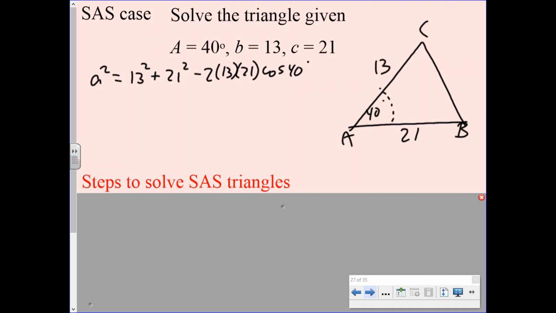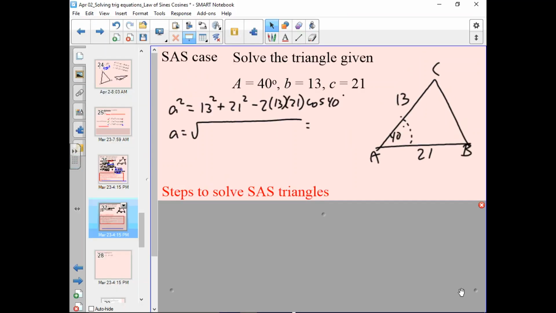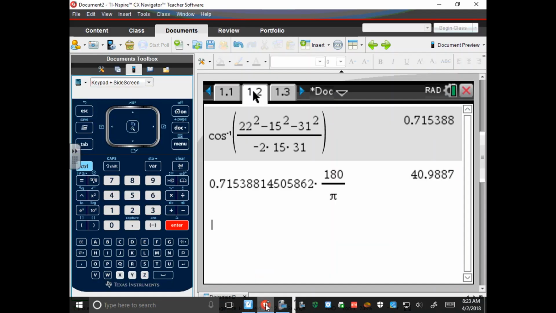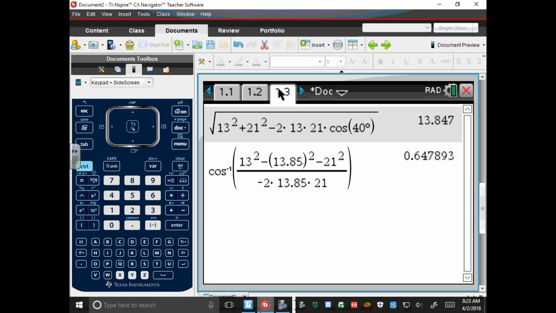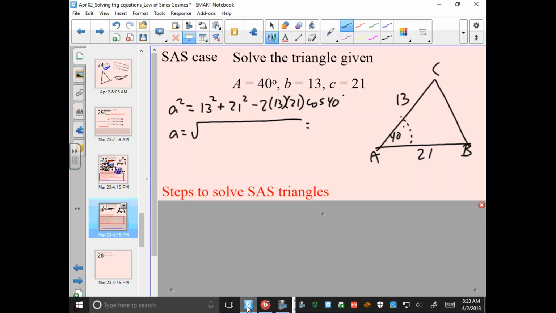All we got to do is make sure and take the square root of it at the end. So a is equal to the square root. I'm not even going to write that whole thing back down again, because at this point, we're just going to pop that in the calculator. So I go back to my calculator. I got that set up already. And so we see that the side is 13.85 on the top line there. Don't look at the second line just yet. So 13.85 is my side A.